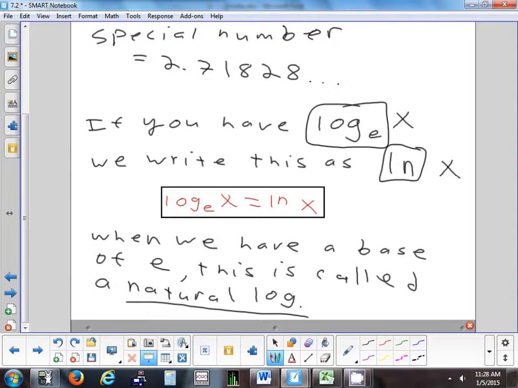You might be wondering, why did they use ln? What does the ln really stand for? It stands for natural log. Why don't they write it NL instead of ln? I don't know. That's just the abbreviation they use for natural log.